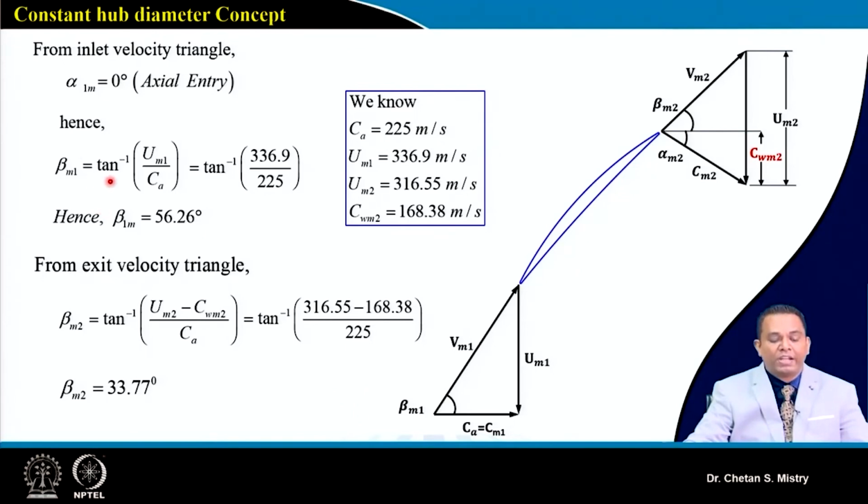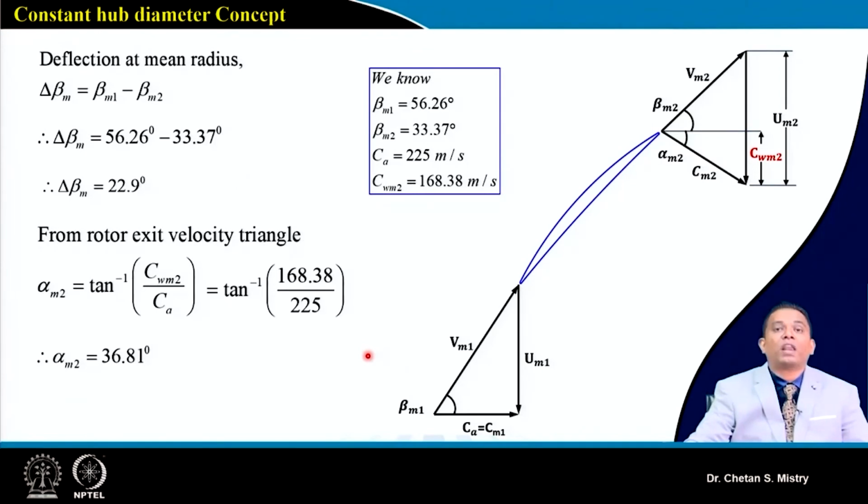So this we are writing in sense, if we configure, this is my entry velocity triangle. Since this is my axial entry, alpha 1 is equal to 0. From trigonometry we can say tan beta 1 is given by U by Ca, and that is coming 56.26 degree. Same way at the exit we can write tan beta 2 is U minus Cw2 divided by Ca, and that is giving my beta 2 at the mid station at the exit of rotor as 33.77 degree.